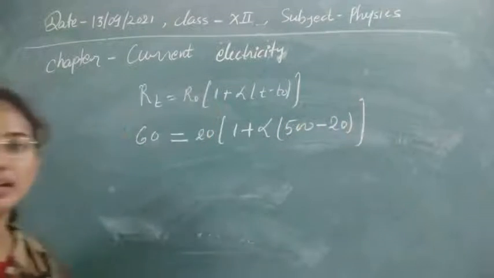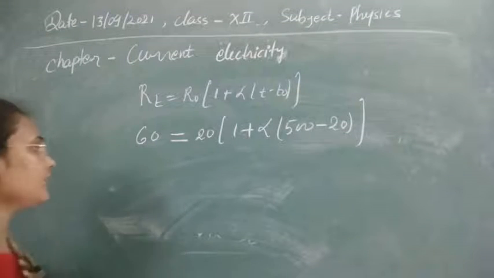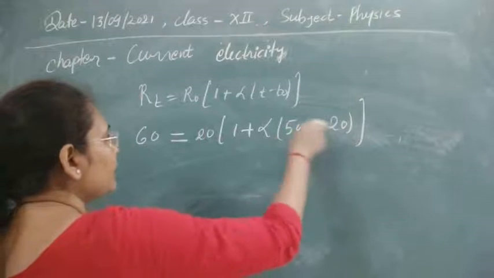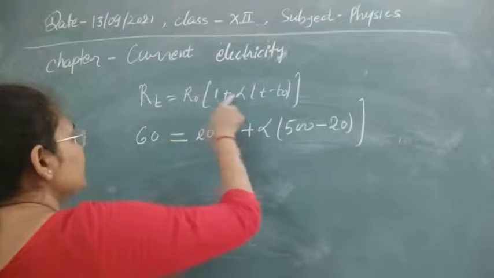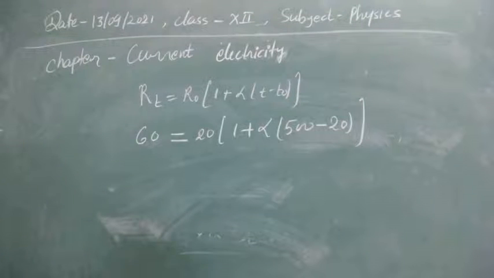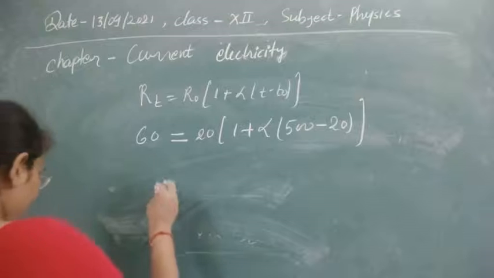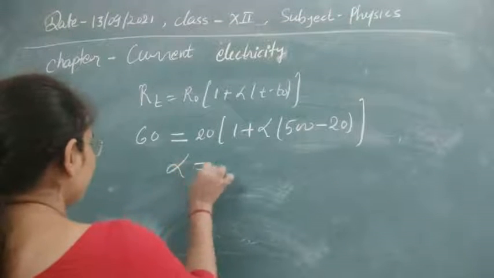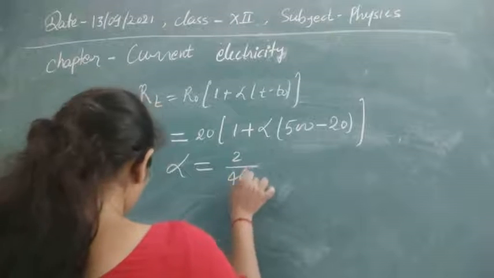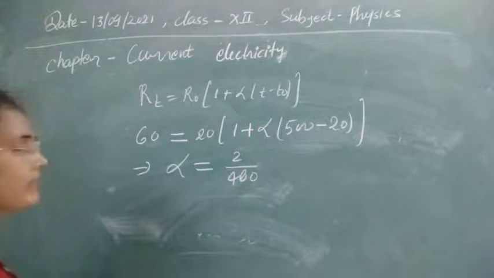So I think the formula is now clear. The initial temperature and resistance are T0 and R0, that is 20 and 20, and the final temperature and resistance are 500 degrees Celsius and 60 ohm. So we can find out alpha from here, the temperature coefficient. If you find it, then alpha will have the value equal to 2 upon 480. You can solve it now.